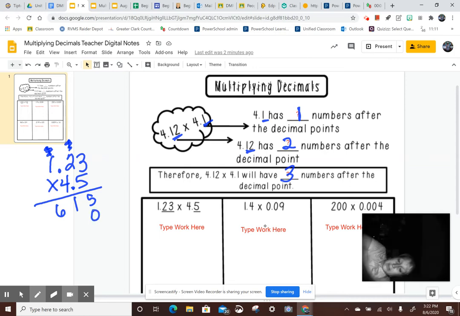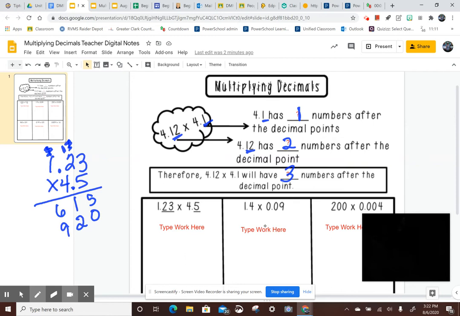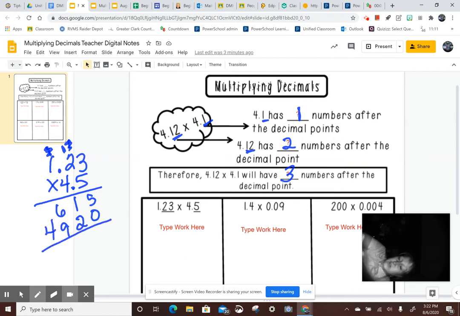Now I am holding that place value because I had to go over a spot. 4 times 3 is 12. Carry my 1. 4 times 2 is 8. Add the 1 is 9. 4 times 1 is 4. Okay. Now we just add just like we normally do when we multiply.